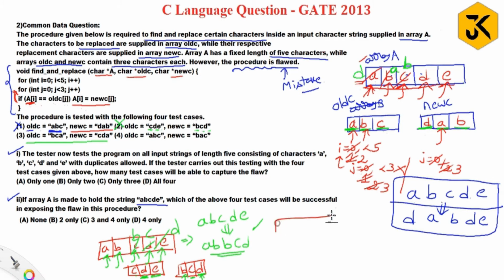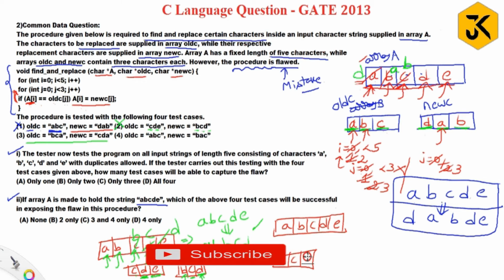Third option. So I am passing the same values, right? They have already given A, B, C, D, E, and the old C they have given as BCA, new C as CDA. It means wherever you observe B, that should be replaced with C. Wherever you observe C, that should be replaced with D. Wherever you observe A, that should be replaced with A only. That is what they have given.